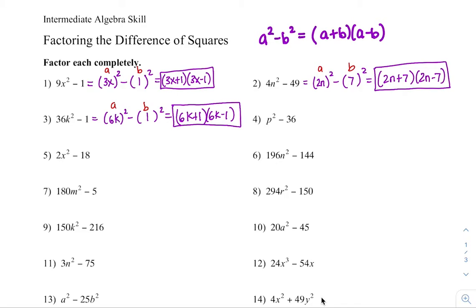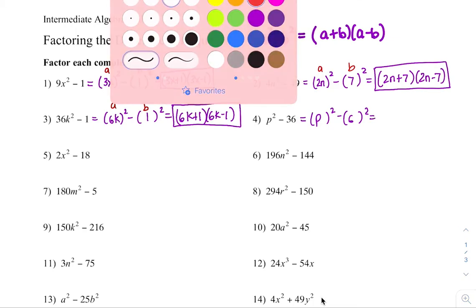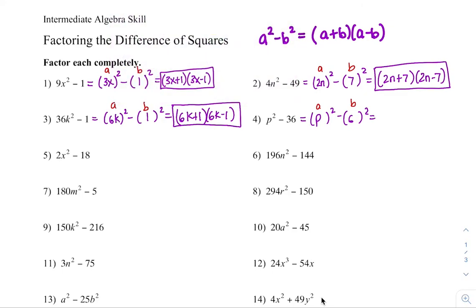Number 4. Same deal. Again, one way you could do it is just take the square root of both of these separately, if that helps you to figure out that that's p, and the square root of 36 is 6. And then you know what your a and b are. So then we have a plus b, which is p plus 6, and a minus b, which is p minus 6.